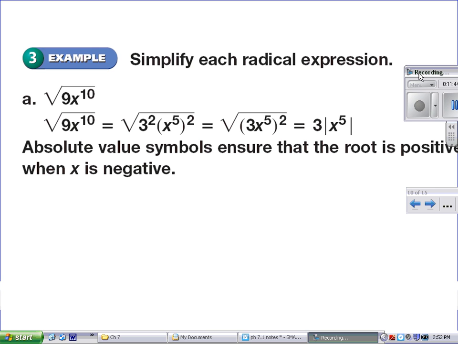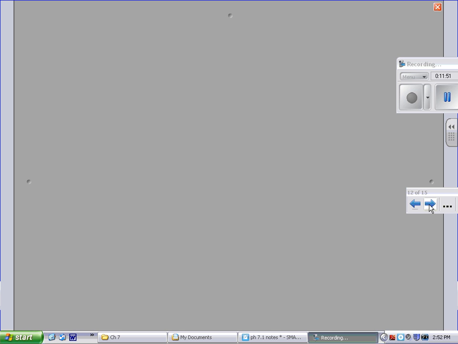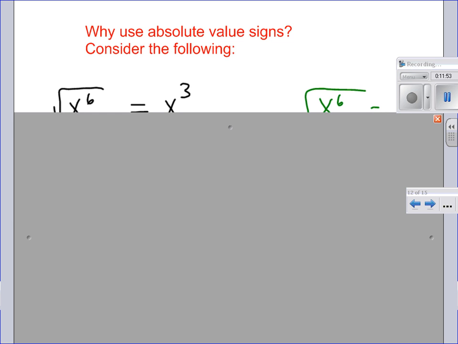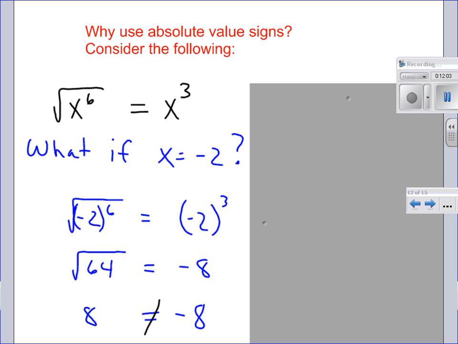Okay, there's the pretty version of that. And here's the argument as to why that happens. Why do we use absolute value? Basically, we're going to actually plug in a value for x. So if x is negative 2, let's just see what happens. If x is negative 2, well, negative 2 to the 6th is 64 right here.